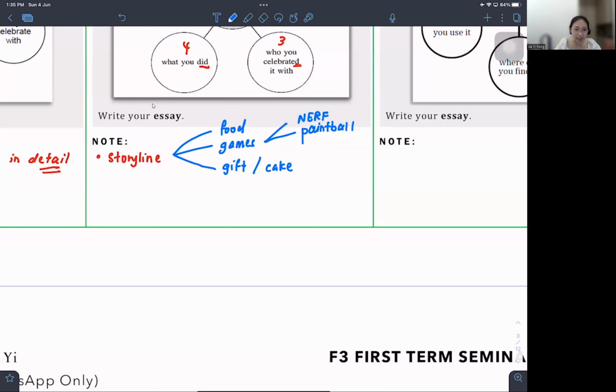Archery. Okay. Boom. Okay, thank you. Ping pong ball.